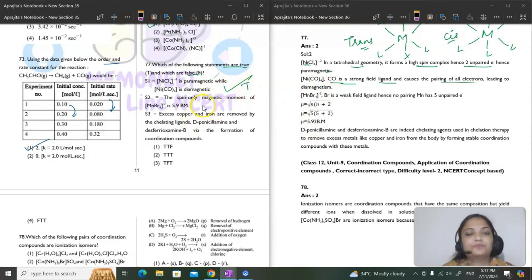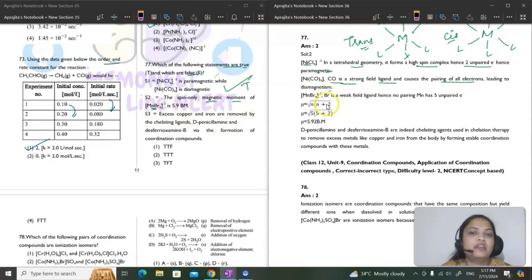Statement 1 is true. Statement 2, spin only magnetic moment for MnBr4 2 negative. Now bromide is a weak field ligand, no pairing will happen. Here manganese is in +2 oxidation state, meaning it has 5 unpaired electrons.